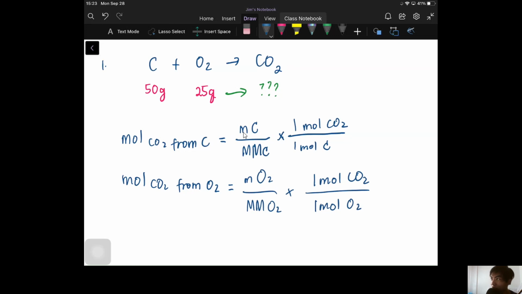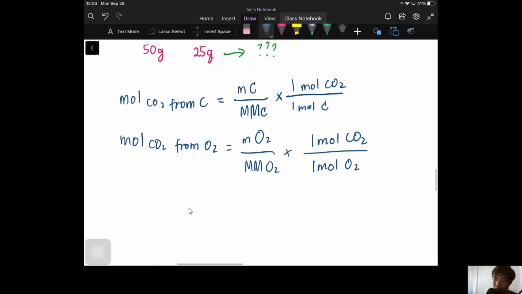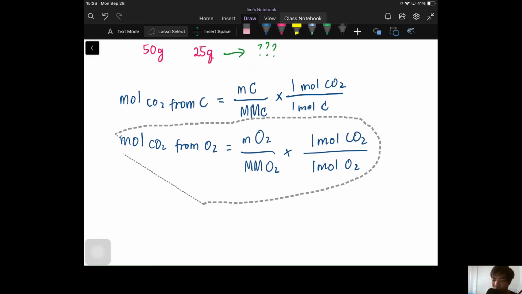Pero ano yung purpose, no? This part of the equation will give us the moles of our reactant. This part of the equation will convert the moles of your reactant to the desired product. Okay, so then we will compare after. Sige. So anyway, baba ko muna to. So let's solve na.